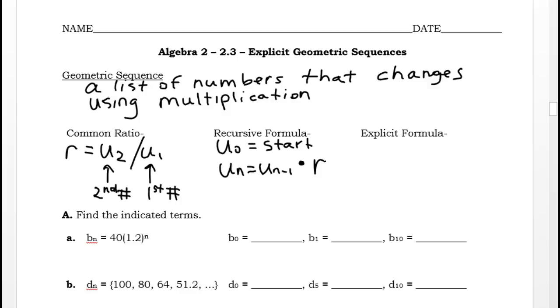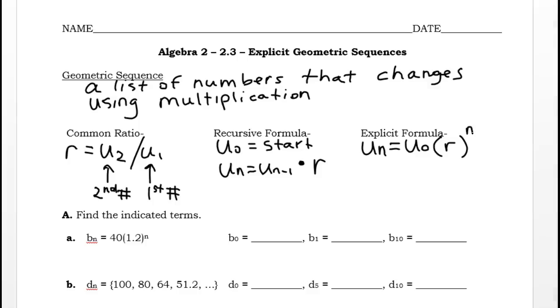So in the past, if I wanted the 10th or the 12th or the 100th answer, I'd have to put my recursive formula into my calculator and hit enter as many times as necessary. So now I want to have a formula to get that answer explicitly in one step rather than having to hit enter, enter, enter. The explicit formula would be u sub n equals u sub 0 times the ratio to the power of n, since repeated multiplication can be represented with an exponent.